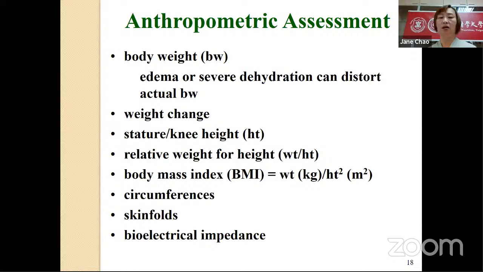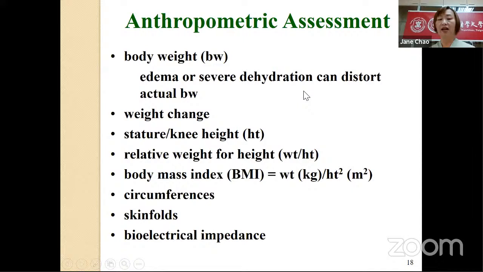But not all anthropometric assessments are suitable for the elderly. For example, body weight. I just mentioned that sometimes we cannot accurately calculate BMI because you cannot get the real body weight, because the elderly often have problems with edema or severe dehydration. If the person has edema, they retain more water in their body, so their body weight increases because of the water. If the person has severe dehydration, they have water loss from the body, so their body weight decreases. So either edema or severe dehydration can distort the actual body weight.